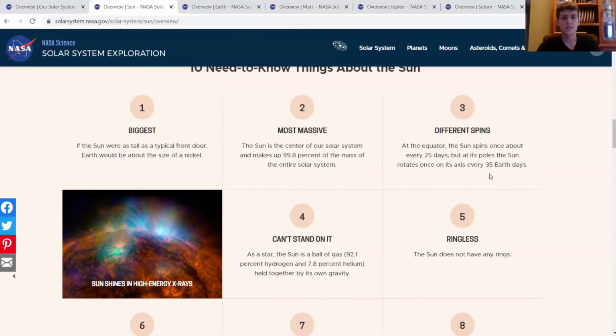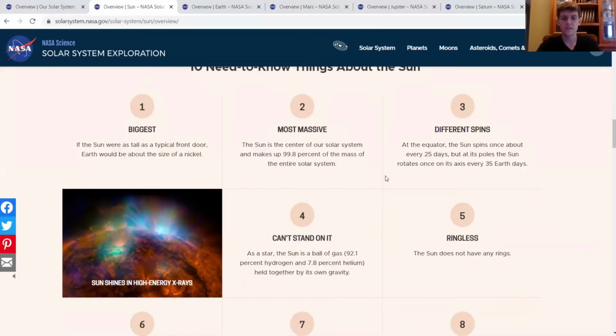The sun is in the center of our solar system and makes up 99.8% of the mass of the entire solar system. That's a lot. So it really just shows you how really small we are. At the equator, the sun spins about every 25 days, but at its poles, the sun rotates on its axis after every 35 Earth days.